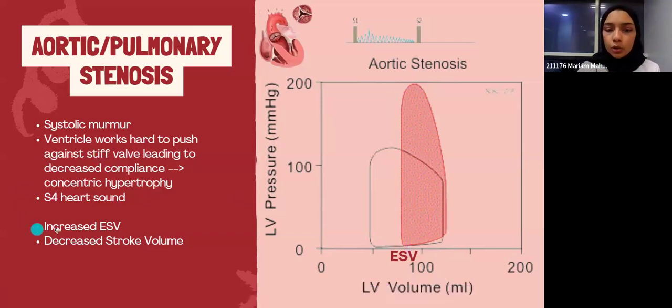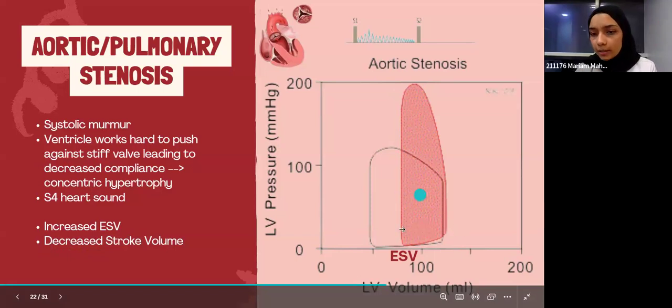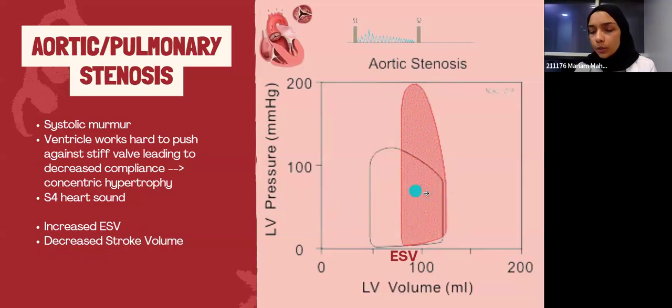Okay. So here you can see that there's increased end systolic volume and there's a decreased stroke volume. Stroke volume is the difference between the end diastolic volume and the end systolic volume. So here you can see it's narrow. So there's a decreased difference between them, a decreased stroke volume.